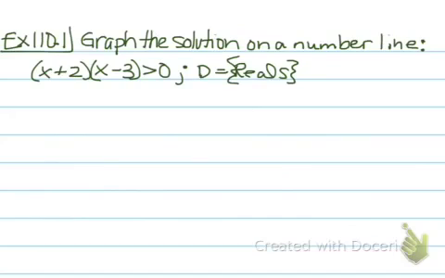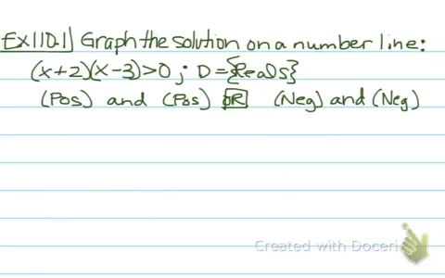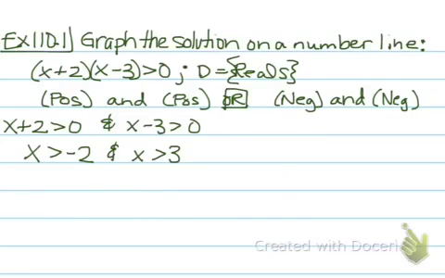Graph the solution on a number line of x plus 2 times x minus 3 is greater than 0. The domain is the real numbers. So again, if it's greater than 0, that means that it's positive. So our choices are either that we're going to have a positive multiplied by a positive or a negative multiplied by a negative. So we'll take x plus 2 and assume that it's greater than 0, and x minus 3 and assume that it's greater than 0. So we're assuming both of these are positive. And we'll solve. X is greater than negative 2 and x is greater than 3.